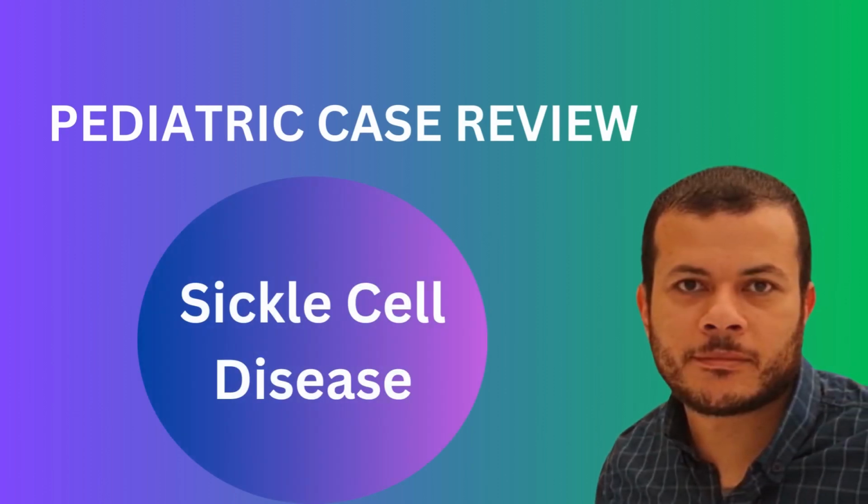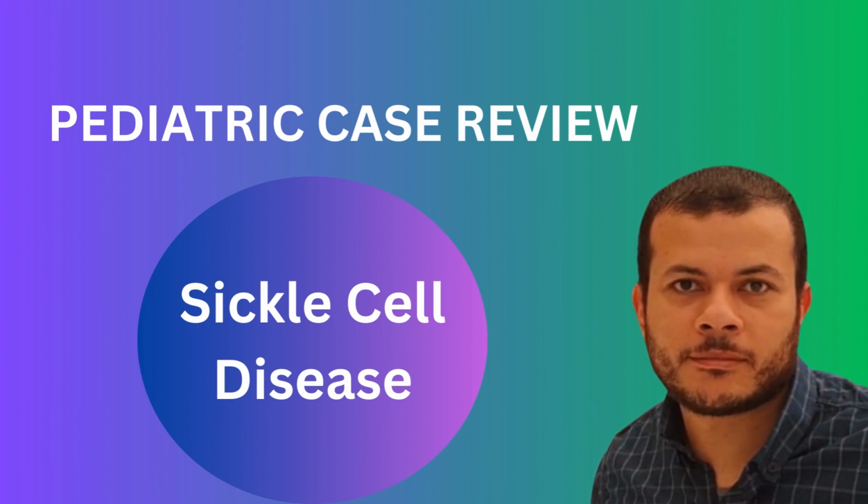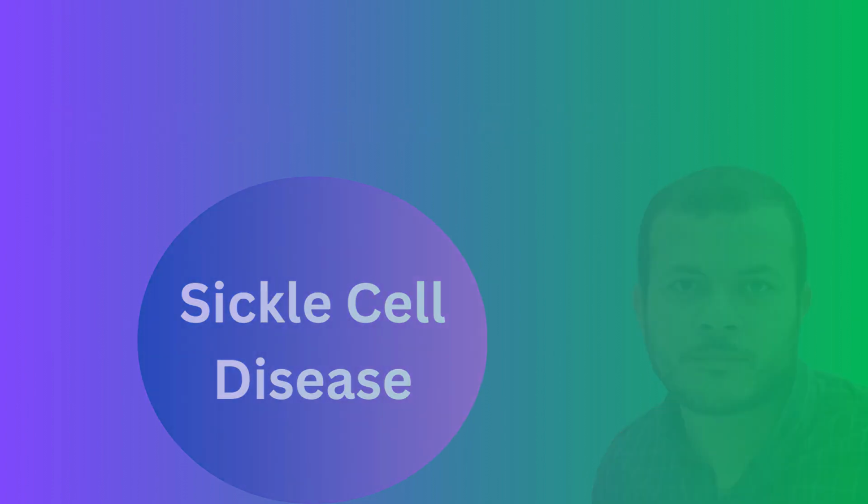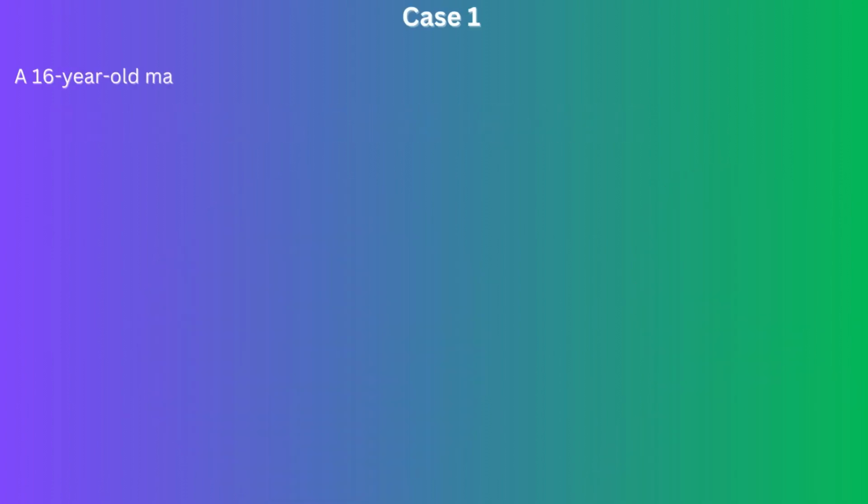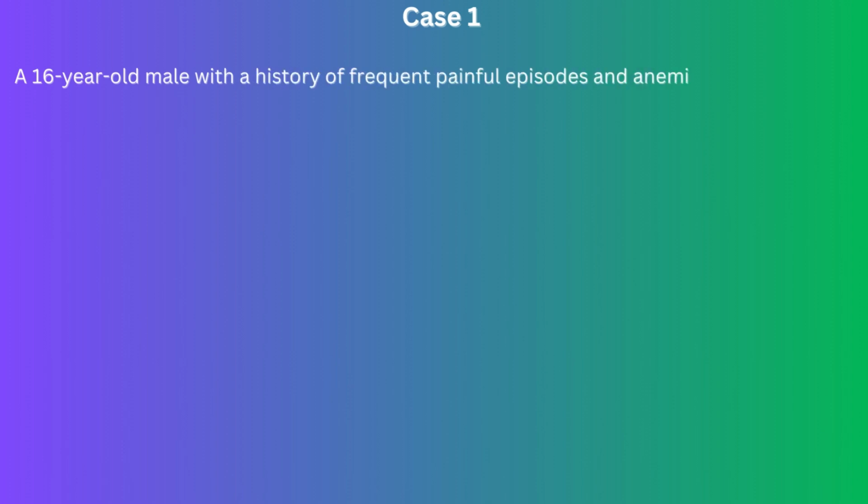In this episode, we'll dive into the acute presentations of sickle cell disease among pediatric patients. Let's begin. Case number 1. A 16-year-old male with a history of frequent painful episodes and anemia presents to your clinic.